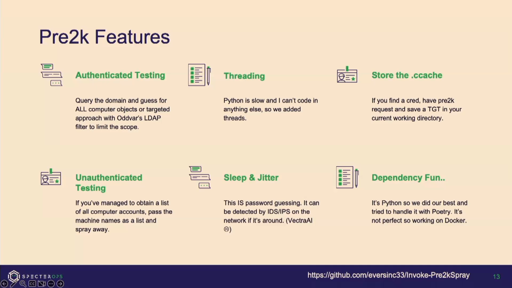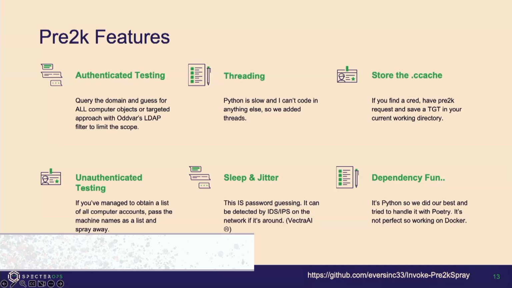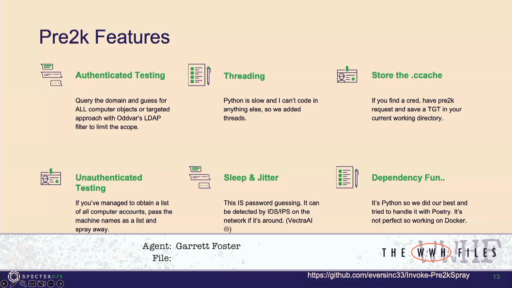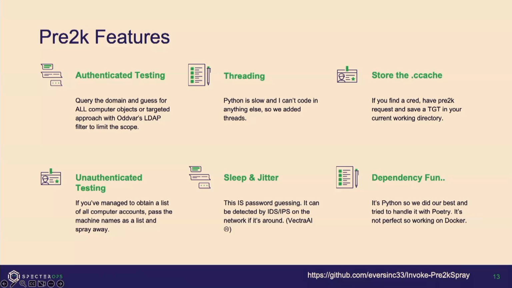So if you did find a valid credential, because it's limited to Kerberos, if you choose to and select save, it'll keep the Kerberos ticket in your current working directory so you can just pivot off and use other tools. And then dependency hell. I've had some positive feedback that Python is frustrating. So I tried to get around that with Poetry. It turns out that was not a perfect solution. So I'm going to try to Dockerize it.